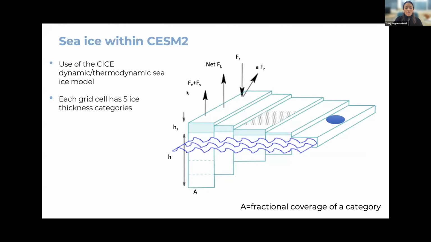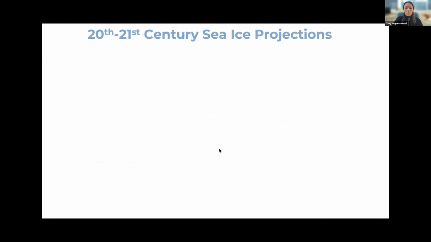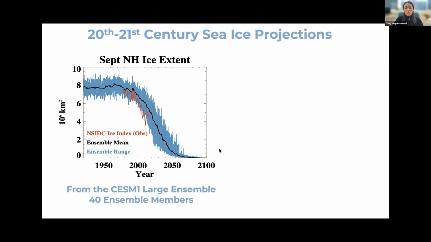Each grid cell has 5 different ice thickness categories, and each category has different ice thickness, snow thickness, pond cover, aerosol content, exchange with atmosphere, and exchange with the ocean. And these ice thickness categories provide a means of representing the small scale distribution of ice thickness throughout the model. And the incorporation of CICE into CESM successfully captures observed declines in average ice extent in all months.